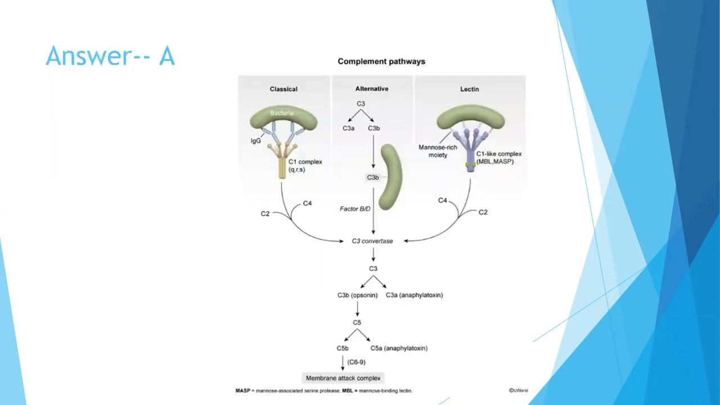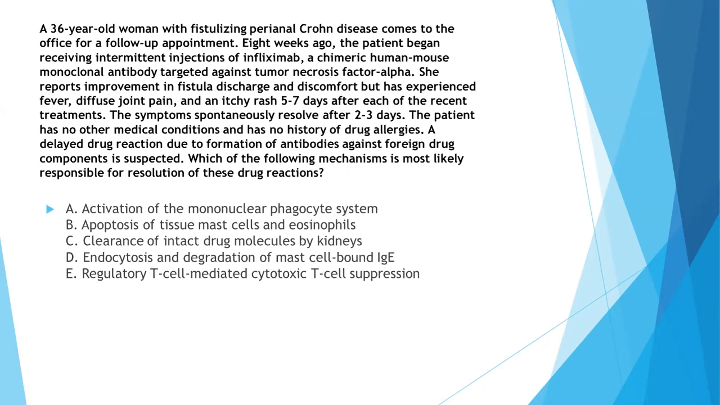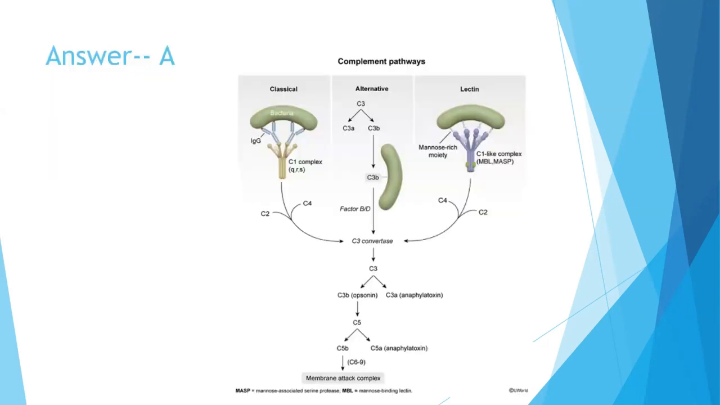So the answer is A, which is the activation of the mononuclear phagocyte system. Now this is somewhat about the complement pathways. There's classical, alternative, and lectin pathway, which all act to form the C3 convertase. Whenever there's formation of C3, it gets dissociated into C3a, which is anaphylatoxin, and C3b, which is opsonin. Opsonin acts on C5. C5b acts on the membrane attack complex, the MAC molecule.